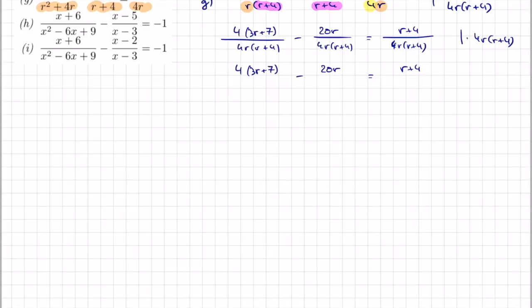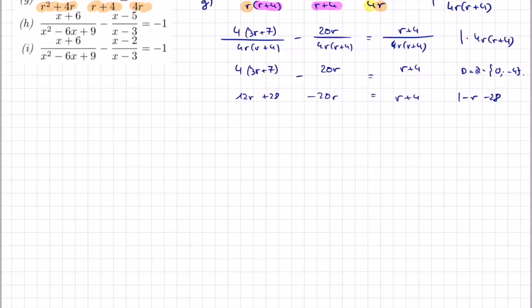Before we do that, of course, we never looked at the domain. The domain is anything except 0 and minus 4. So should we get 0 or minus 4 as a solution here, we need to discard it. 12r plus 28 minus 20r equals r plus 4. We want to get the r on the left-hand side and the 28 on the right-hand side.